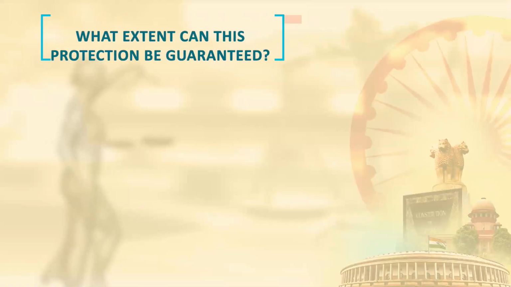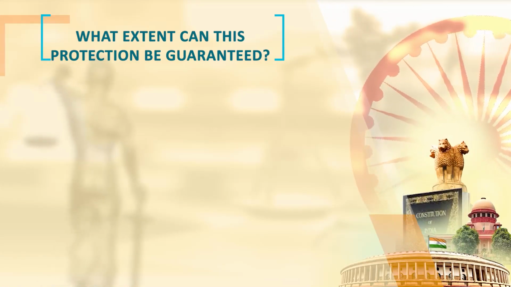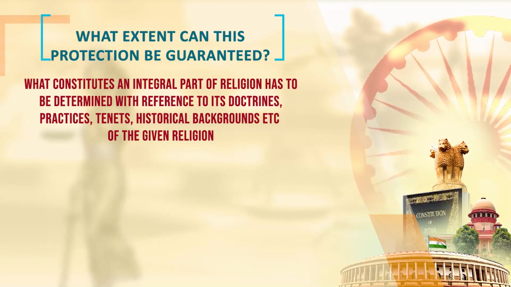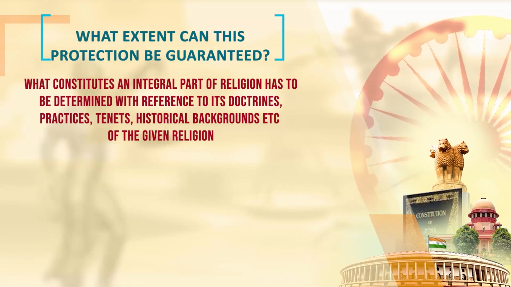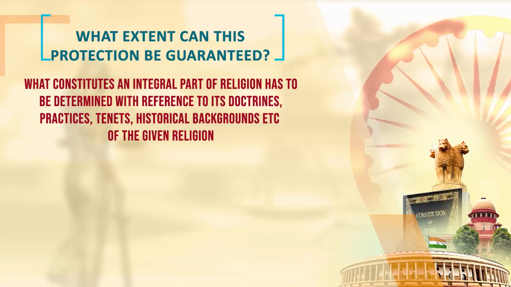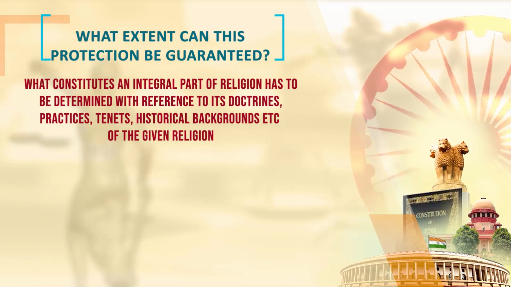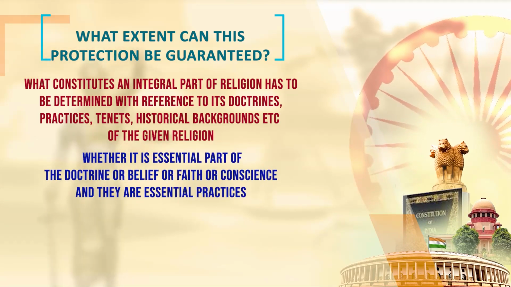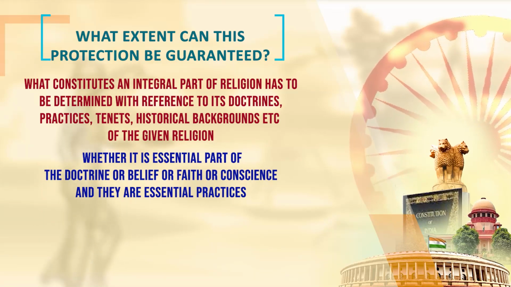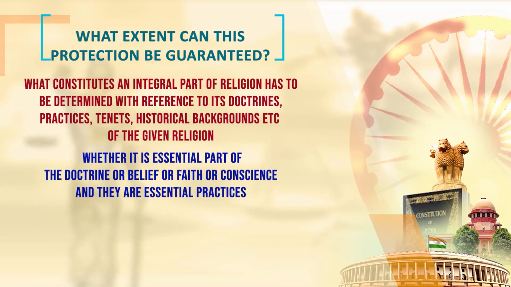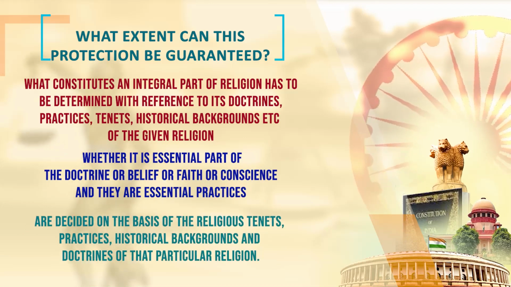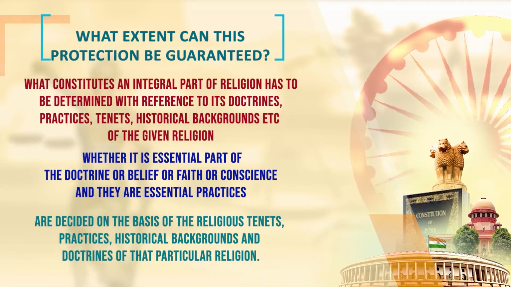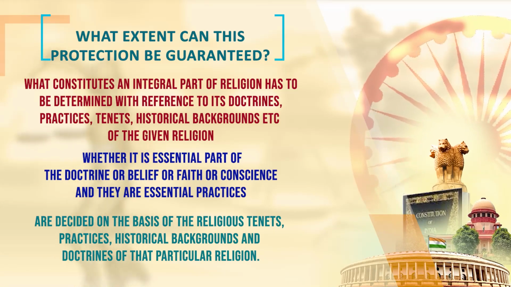Now to what extent can that protection be guaranteed? What constitutes an integral part or essential part of religion has to be determined with reference to its doctrines, practices, tenets, historical background, etc. of the given religion. So whether it is an essential part of that doctrine or belief or faith or conscience, whether these practices are considered essential, is to be decided on the basis of the religious tenets, practices, historical background and doctrines of that particular religion.